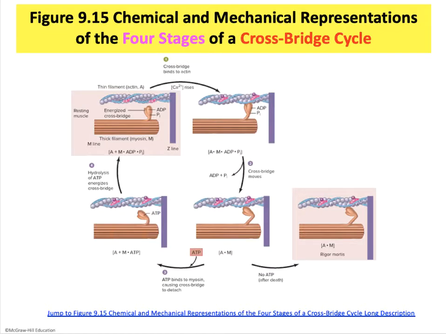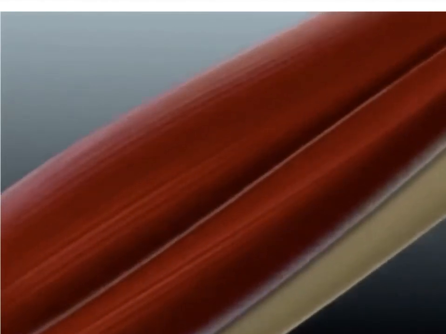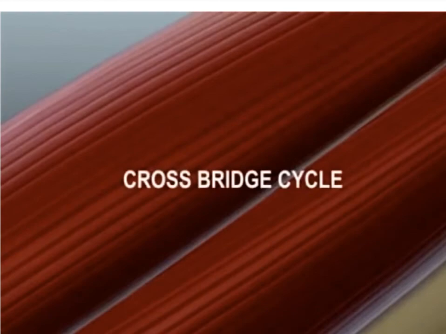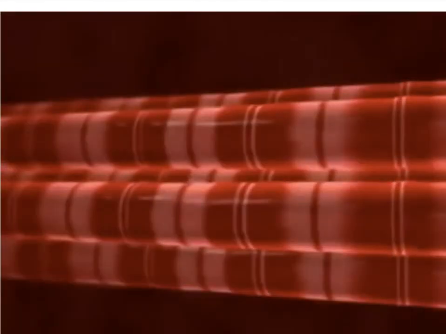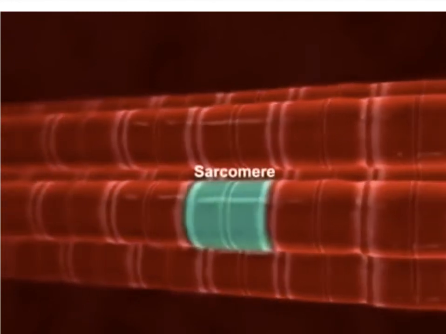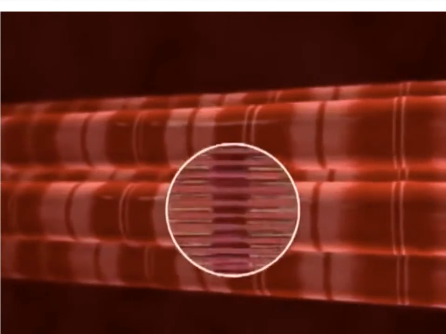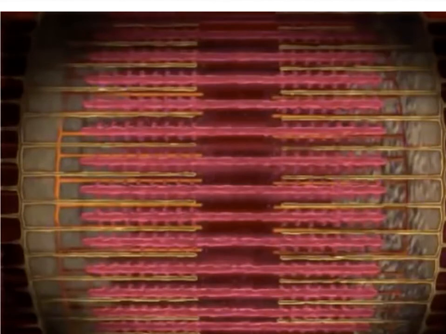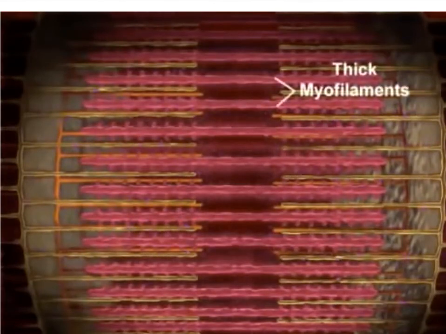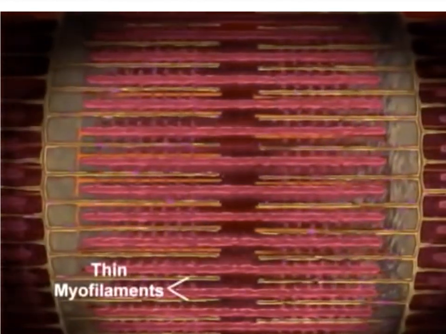Figure 9.15 provides a little more depth to this animation. A contraction is triggered by a series of molecular events known as the cross-bridge cycle. In a skeletal muscle fiber, the functional unit of contraction is called the sarcomere. A sarcomere shortens when myosin heads in thick myofilaments form cross bridges with actin molecules in thin myofilaments.